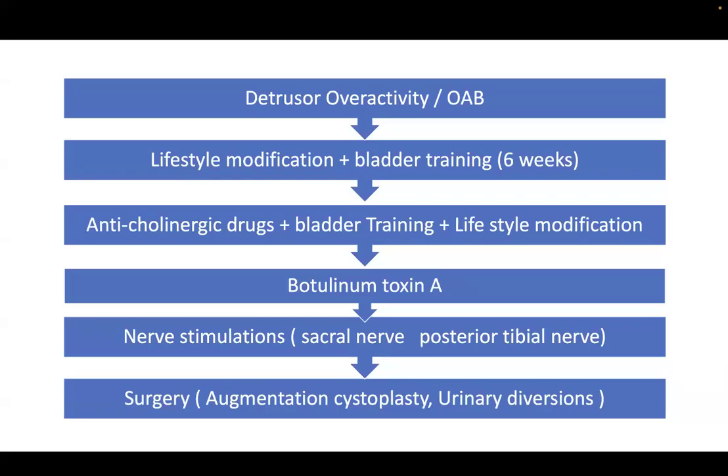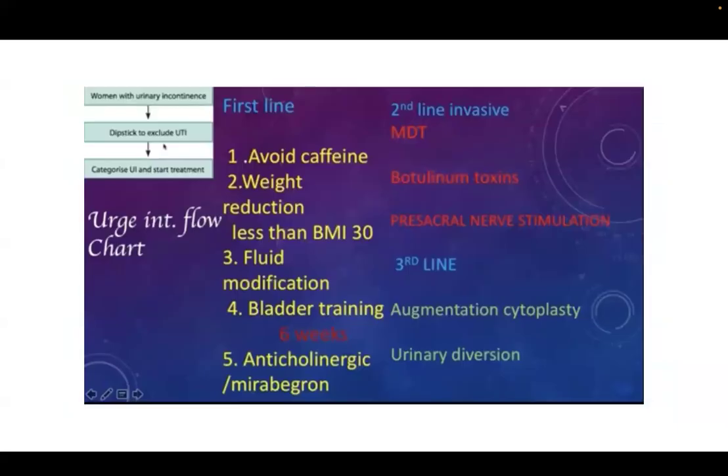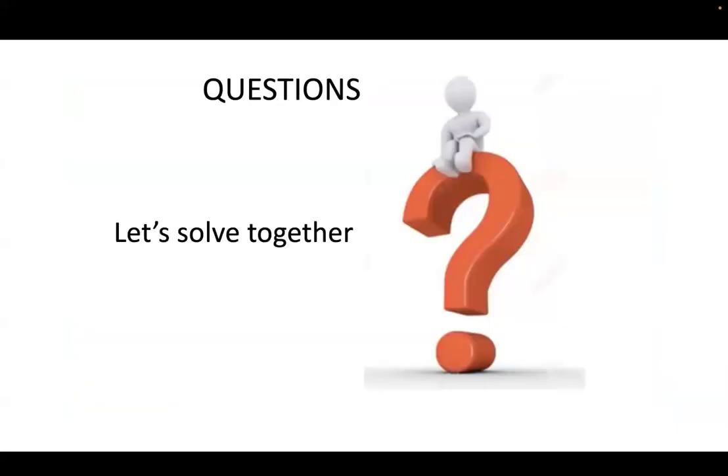Now, if her condition is not improving, we will add anticholinergic medication along with this. Anticholinergic medications are oxybutynin, solifenacin, darifenacin. If the condition does not improve, along with it we will go for invasive procedures, that is botulinum toxin, nerve stimulation, sacral or posterior nerve, and the last resort, augmentation cystoplasty and urinary diversion. So these are all about OAB, the same thing here.